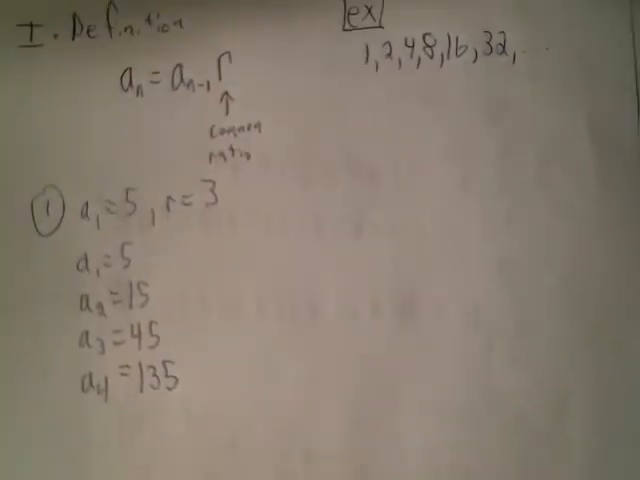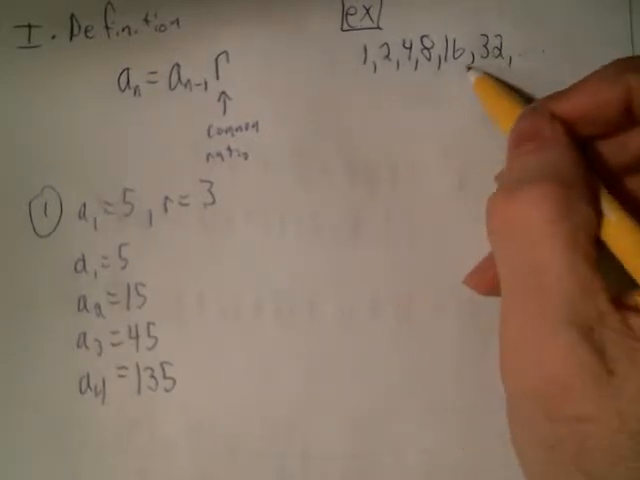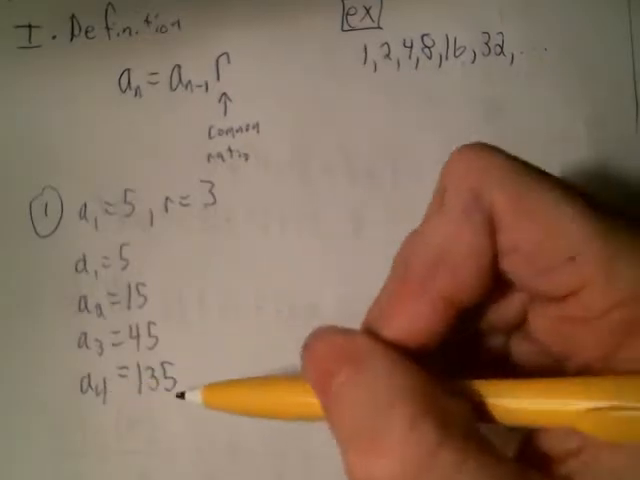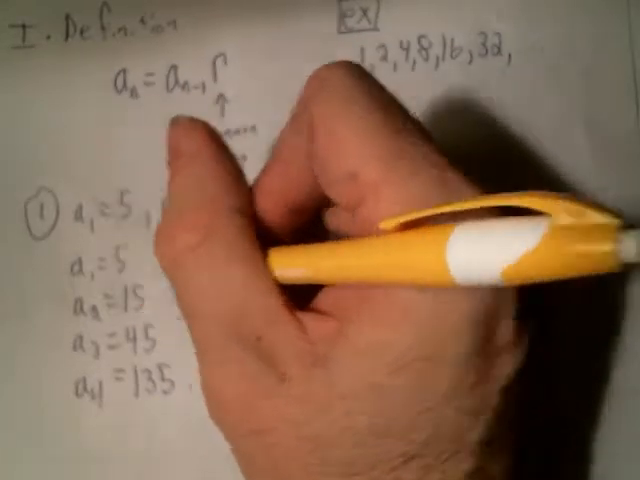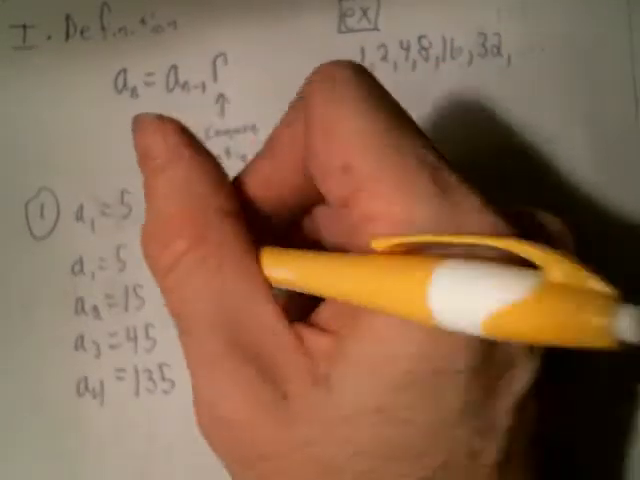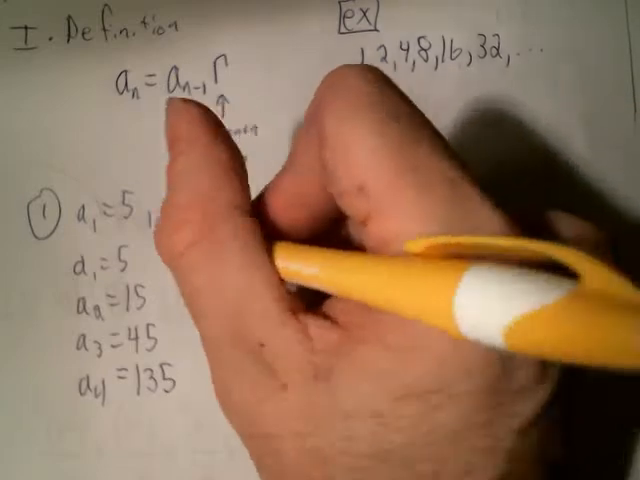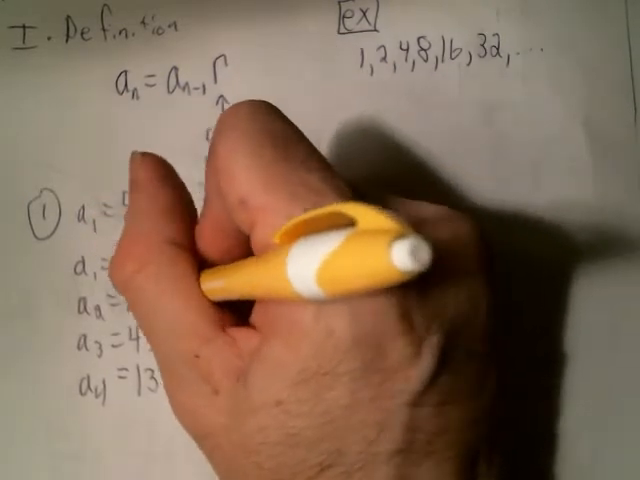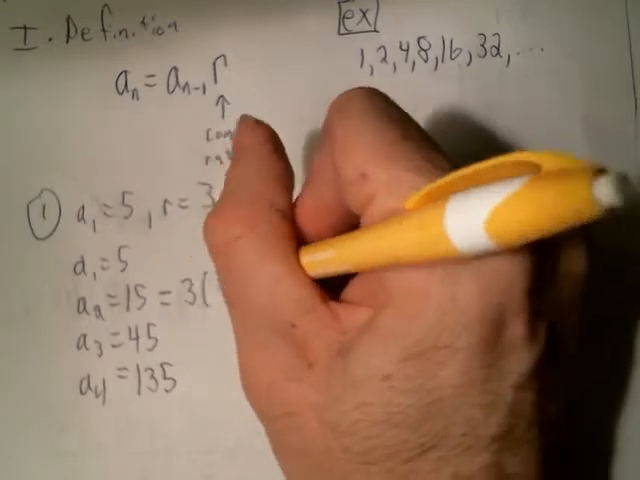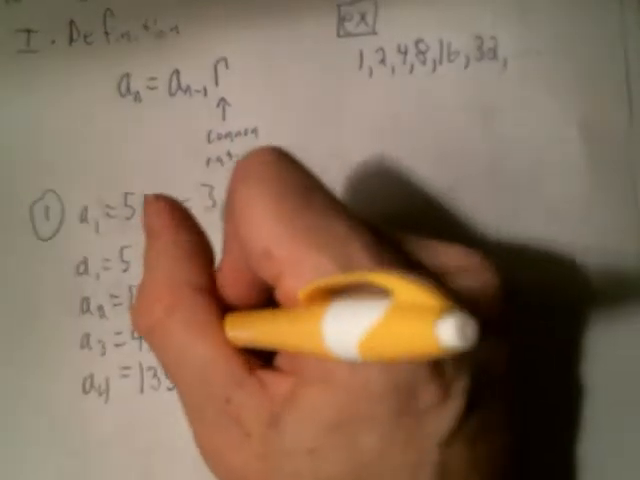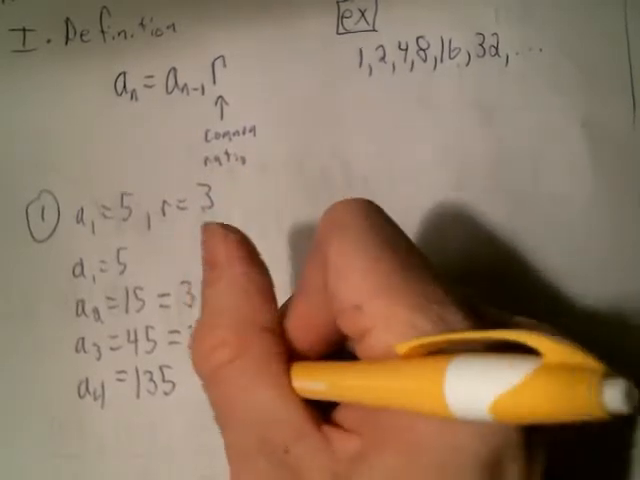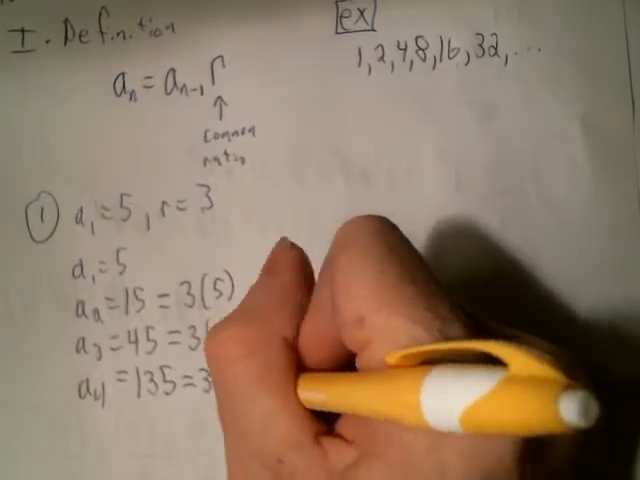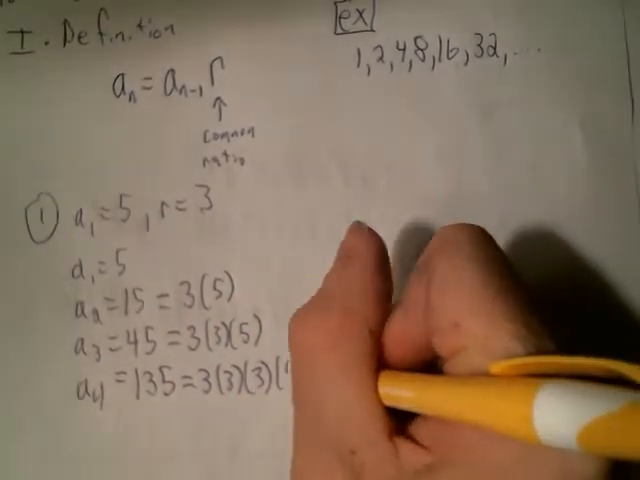Another way you can think of this, and what we're headed towards, is finding a nice general form such that if I want to know what a sub 80 is, I don't have to sit there and iterate them all. So I'm looking for a general formula, and you can get a hint at what that formula is by looking at these in their factored form. So 5 is, of course, just 5. But 15 is 3 times 5. And then 45 is 3 times 3 times 5. And then 135 is 3 times 3 times 3 times 5.